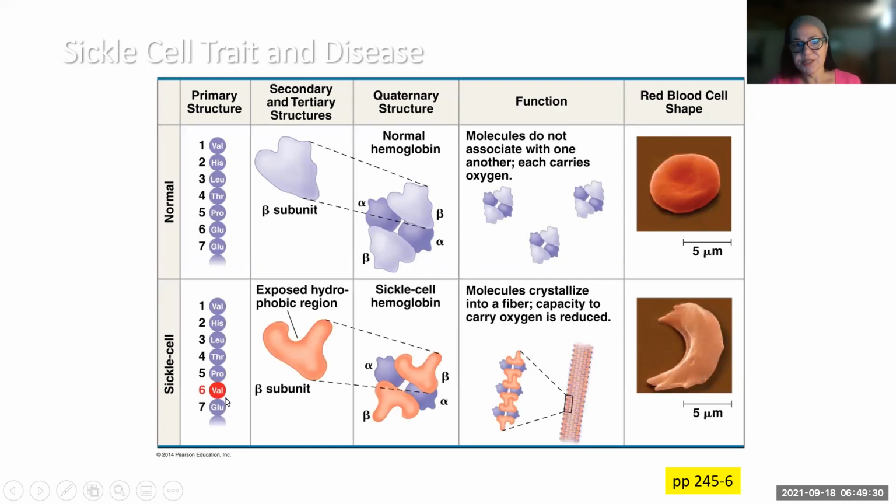Why that matters is that this beta subunit is shaped a little bit differently, and it has this section that's a little bit hydrophobic. It doesn't dissolve well with water. The hydrophobic things tend to find each other. When they're in solution, they're more comfortable avoiding water, so they're more comfortable with each other. And so this has huge consequences for the structure of the red blood cell.